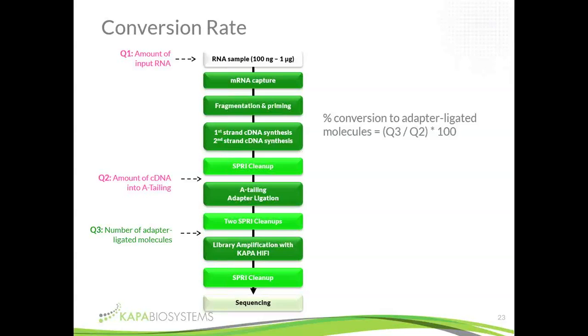The conversion rate can then be calculated by taking the amount of adapter ligated material, as quantified by the Kapa library quantification kit, divided by the amount of material going into A-tailing reaction. For the Kapa stranded mRNA-seq kit, we typically see conversion rates of 5 to 20%, depending on the input amount and sample type.